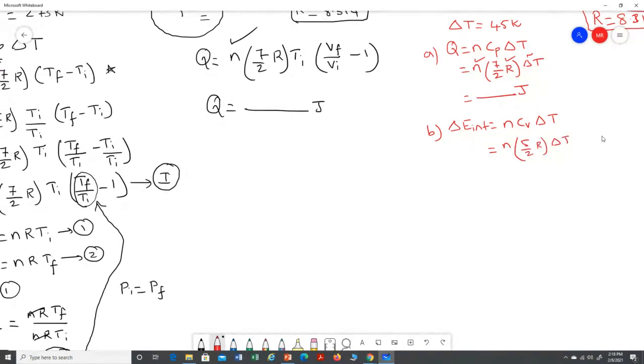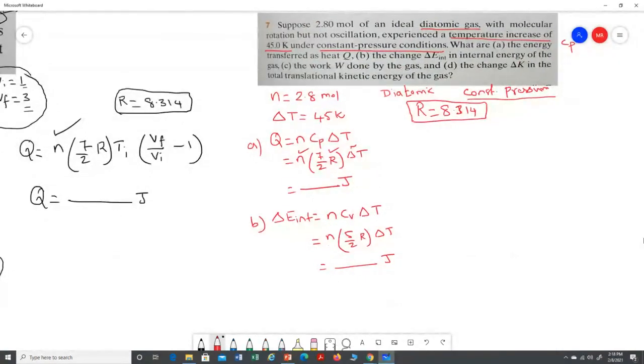Now you can see the n value is given in the question, R is the constant, and delta T is given in the question. When you substitute, you will get the answer for the second question. Am I right? Yes, Doctor. No. But in this question, they clearly mention constant pressure, but they are asking about internal energy. For internal energy, there is no constant pressure. Internal energy is only applicable for constant volume. Clear? Clear. We don't have any formula for internal energy with constant pressure.